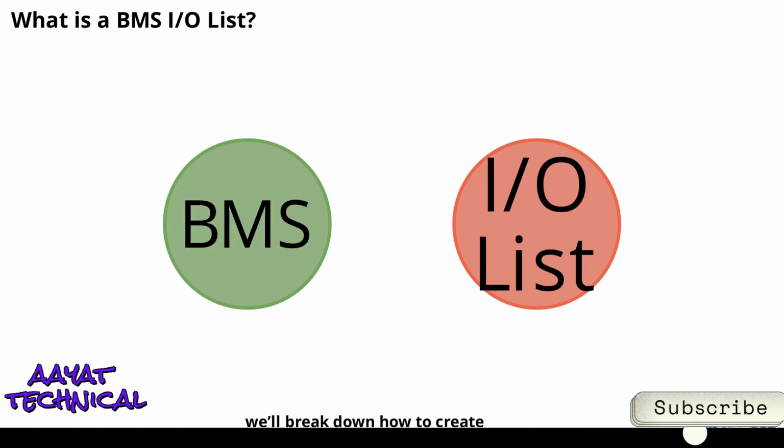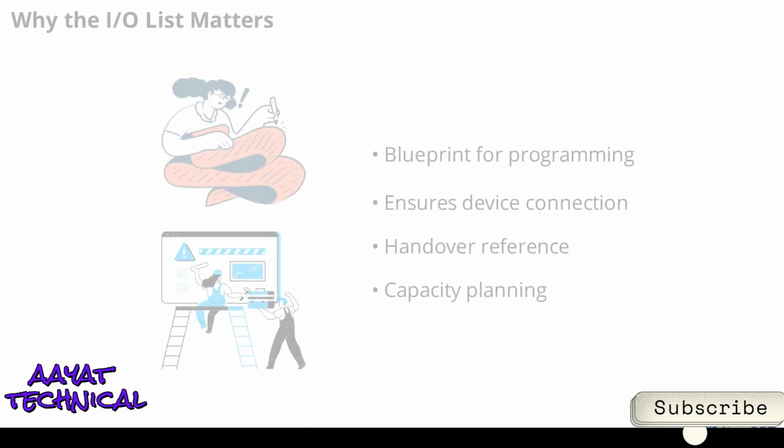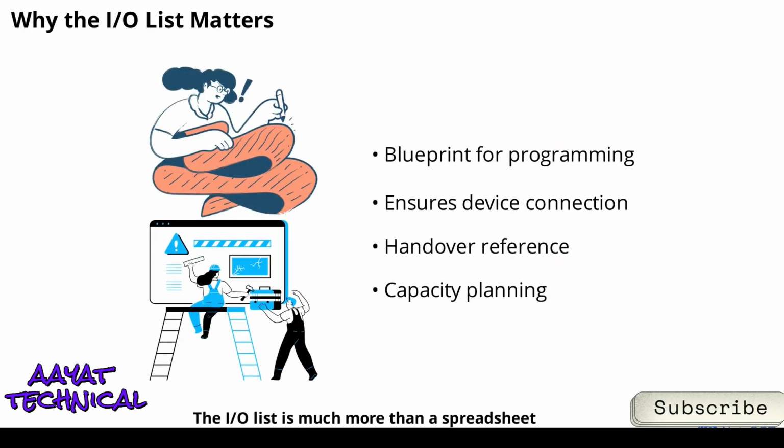In this video, we'll break down how to create, organize, and optimize an I/O list, ensuring your BMS project runs smoothly from start to finish. The I/O list is much more than a spreadsheet. It acts as a blueprint for your entire BMS project. It guides programming, panel wiring, and commissioning, ensuring every field device is accounted for and correctly connected.